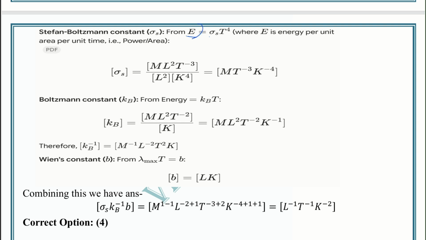So it is like power. E is the power, so we can calculate sigma S equal to power per area, which we can also say is energy, divided by T to the power 4, that is temperature to the power 4. So we are calculating this. This is the exact dimension of sigma S.